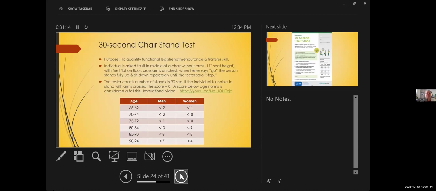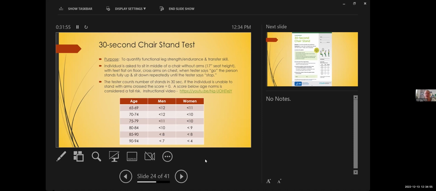The 30-second chair stand test is just what it says. The individual sits in a chair without arms, at the standard height of 17 inches. They have to cross their arms for the test, and you see how many times they can go from sit to stand in 30 seconds. There are age norms for this. If they can't stand up without using their arms, they score a 0. You can do the modified 30-second chair stand test and let them use their hands and see how many times they can do it. But the true test is how many times without their hands.